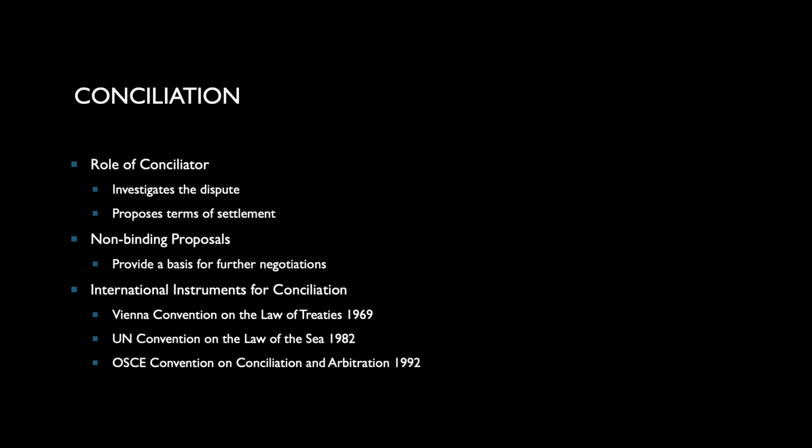Conciliation is a more structured form of negotiation that involves a third party. The conciliator's role is to investigate the dispute and propose terms of settlement. While the conciliator's proposals are not binding, they can provide a basis for further negotiations between the parties. Several international instruments provide for conciliation procedures, including the Vienna Convention on the Law of Treaties, 1969, Annex on Conciliation, the UN Convention on the Law of the Sea, 1982, and the OSCE Convention on Conciliation and Arbitration, 1992.